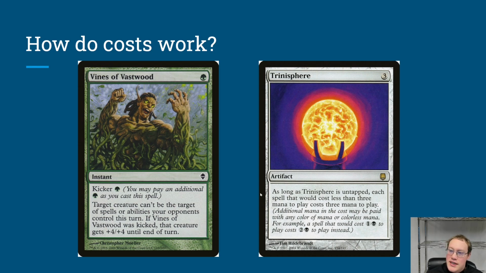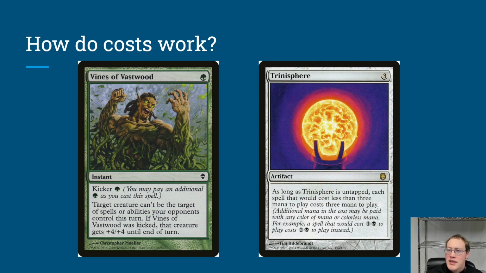So kicker is, as you can see from the reminder text here, an additional cost that is going to be applied to the Vines of Astwood. As we saw on the slide with the bullet points, and feel free to refer back to that one at any time, of course, this being a video, that's something you should be able to do. But with the Vines of Astwood being an additional cost, that is going to apply earlier than Trinisphere because the Trinisphere layer is at the very, very end.